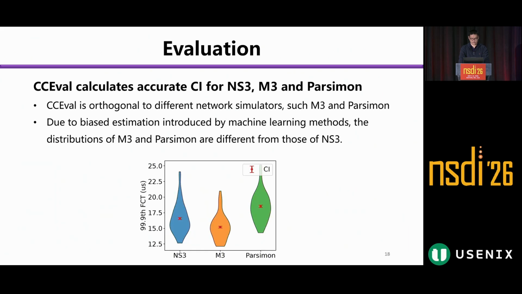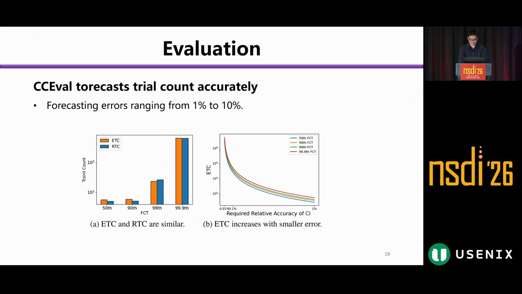We also tested whether CCEval works across different network simulators. Besides NS3, we evaluate M3 and Parsimon. CCEval is orthogonal to the simulator because it only relies on the samples produced by the repeated trials. The results show that it can calculate accurate confidence intervals across all three simulators. We also observe that M3 and Parsimon may produce distributions that differ from NS3, partially because machine learning-based simulators can introduce biased estimation.